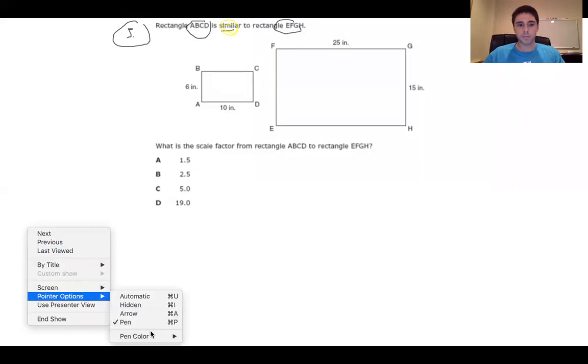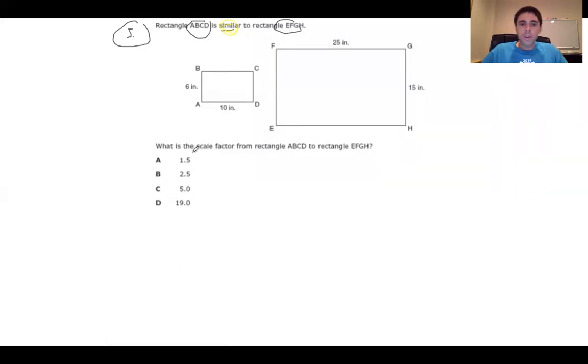Alrighty, so what is the scale factor from rectangle ABCD to rectangle EFGH? Since this is a rectangle, we know that we have two sets of equal sides. So that's going to be 15 and 25. Oh, and if we're going from ABCD to EFGH, which is the original? ABCD or EFGH?